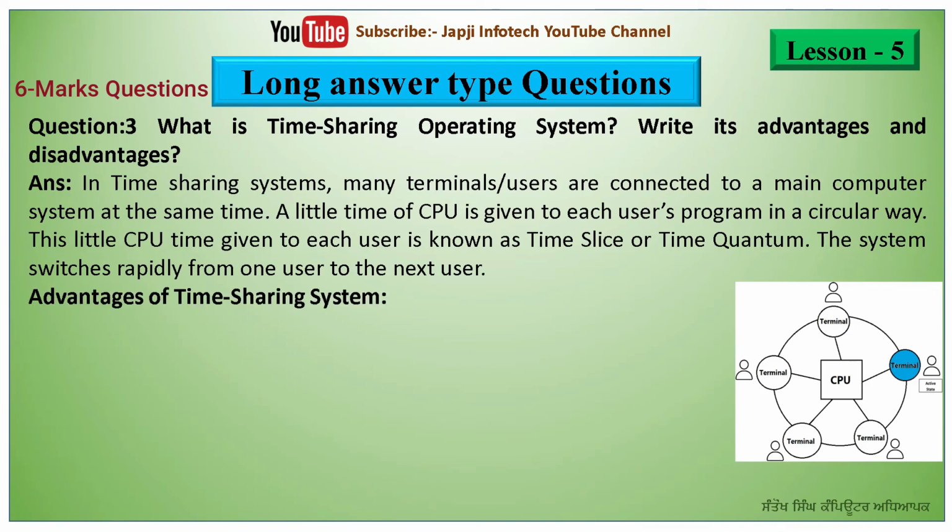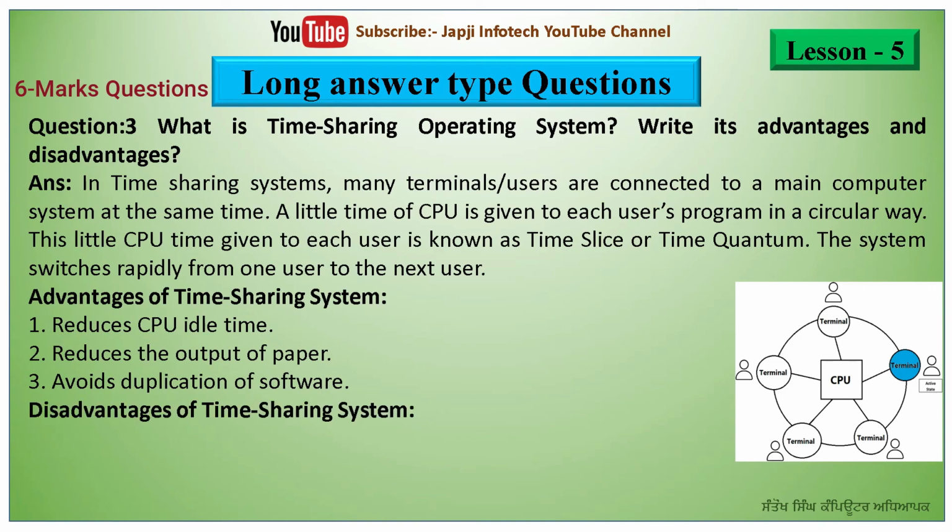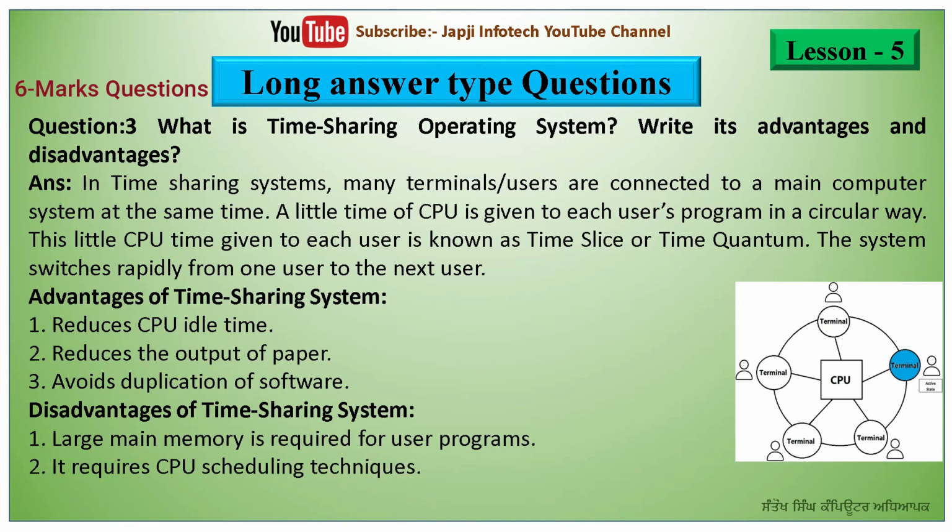So advantages of time sharing operating system are, the first one is it reduces CPU idle time, it reduces the output of paper, it avoids duplication of software. So disadvantages of time sharing operating system are, the first one is large main memory is required for user programs. Second one is it requires CPU scheduling techniques. Third one is memory management is required.